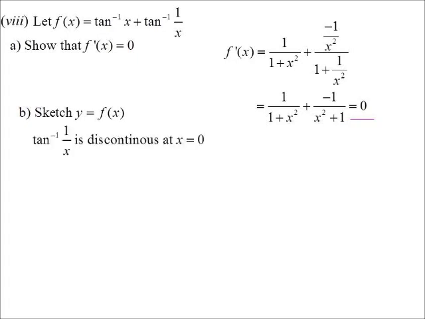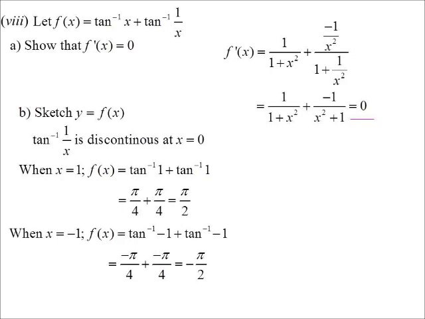But you see, this one isn't continuous. You can't sub in x equals 0. So you have to investigate both sides to see what's happening. So at x equals 1, we get the constant value of pi on 2. At x equals -1, we get the constant value of minus pi on 2. So our graph here, on the right-hand side, and on the left-hand side, we get a graph that looks like that.